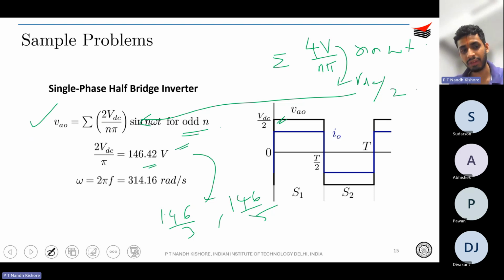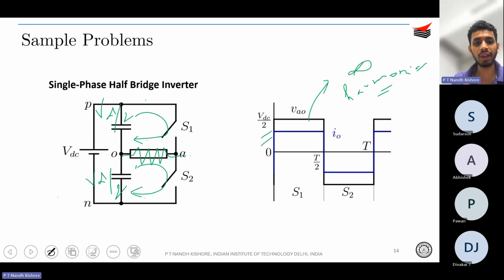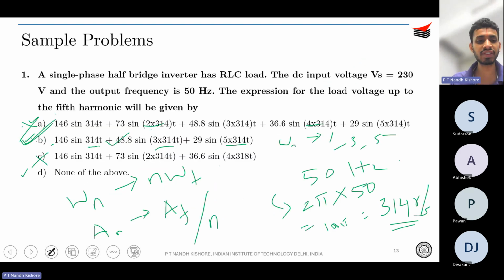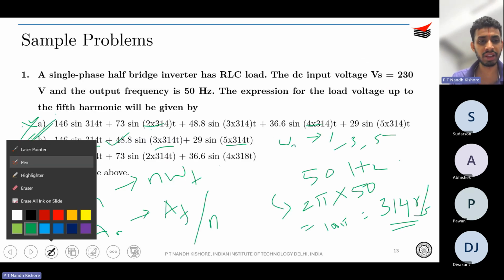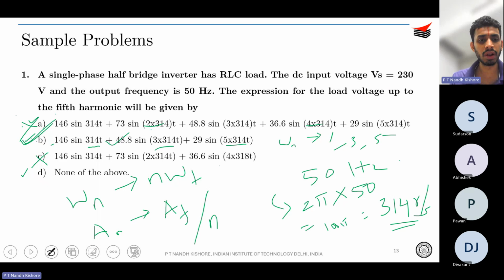Okay, so this is the actual way to do it, but if you want to do it faster, you can use the hack which I told you. That is, only odd harmonics are going to be there, right? Therefore, option C is definitely not the answer. Option A has both odd and even, so option A is also not the answer. And so therefore it can be either B or D, right?